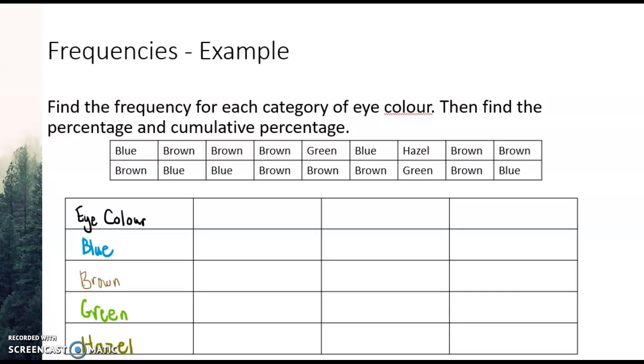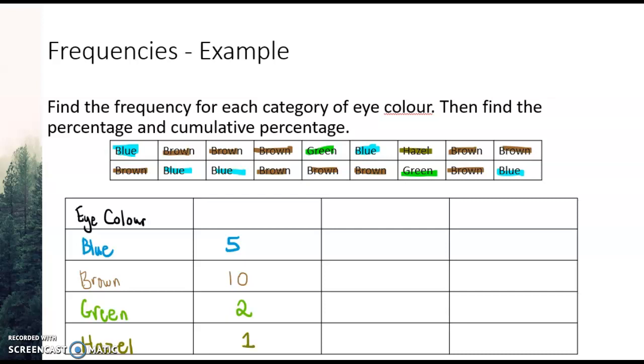It's easiest to do this if you cross them out as you go, or you can highlight them as you go. So first I'm going to count all the blues, and that is 5 altogether that I've highlighted. Then I'll do the browns. So we've got 1, 2, 3, 4, 5, 6, 7, 8, 9, 10. Next I'll do green. 1, 2. And hazel. It's our last one in the table. There's only one of them.